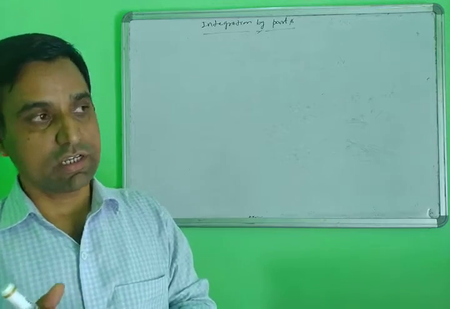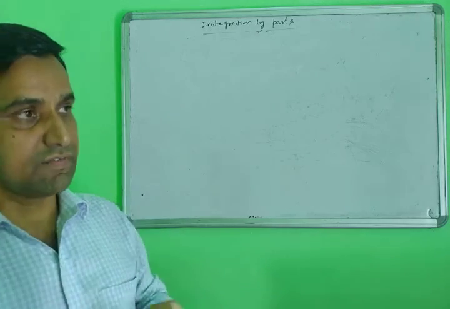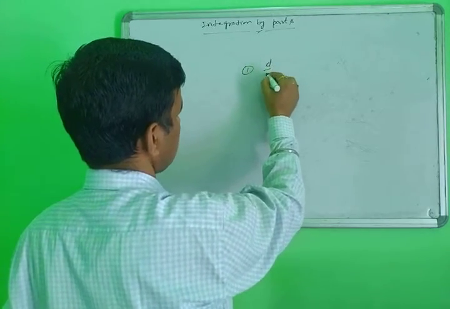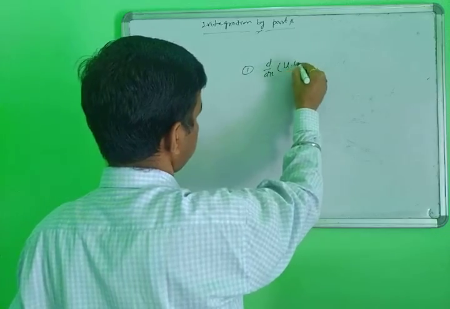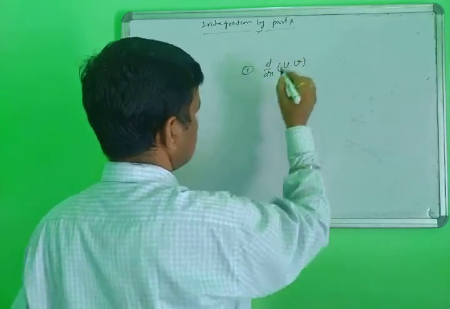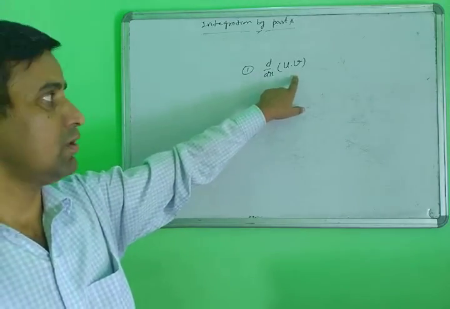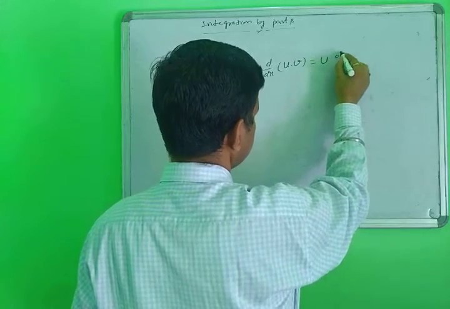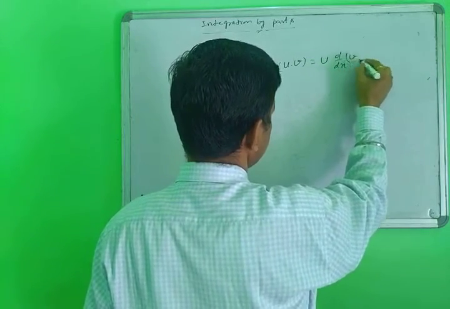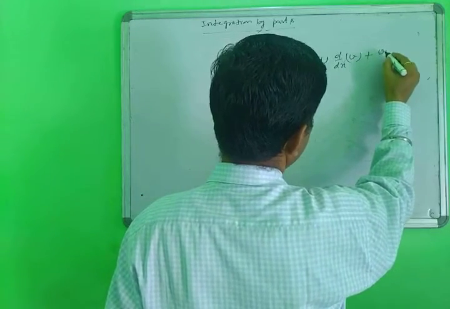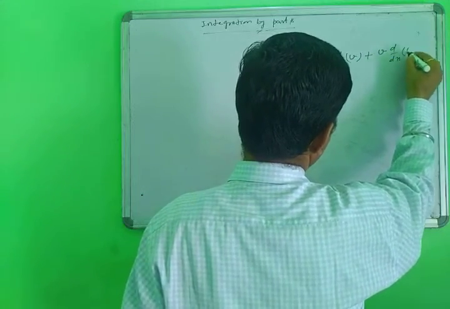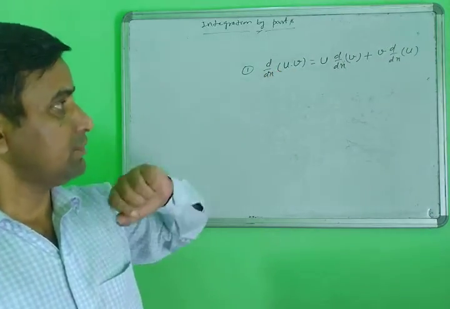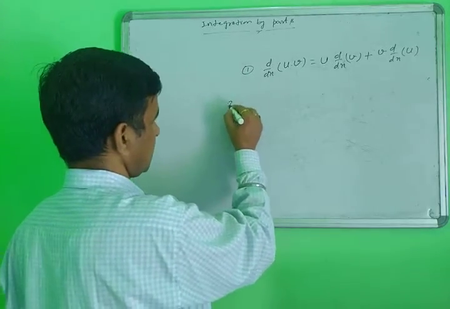First we will discuss, suppose you have two functions in the differential form. Suppose you have d over dx of u and v. What is your result? This is your result: first function times the differentiation of the second, plus second function times the differentiation of the first. This is the differential form of the two functions. The same thing applies in the second condition.